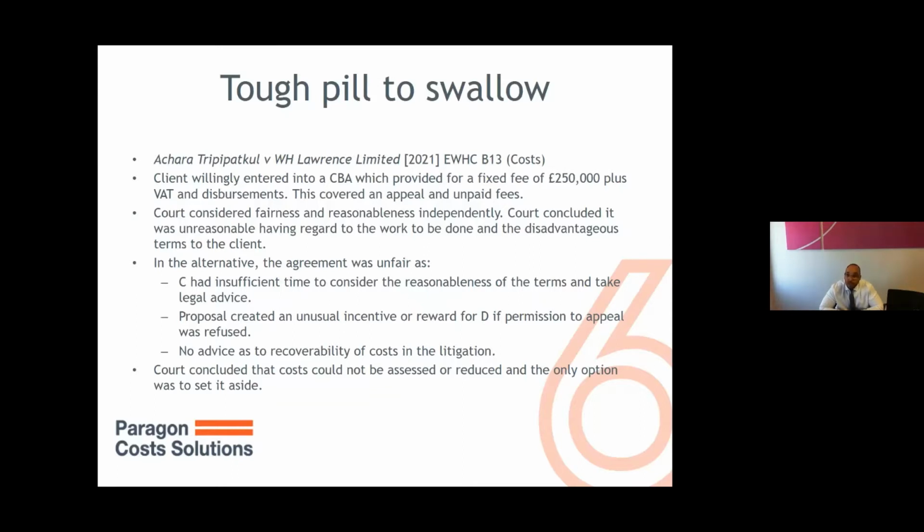The court said that the fixed fee proposal created an unusual incentive or reward if permission to appeal was refused, because the solicitor would still get the full £250,000 if it all ended in permission to appeal, as they would if it went all the way to an appeal. So they were incentivized to lose, if you like. And there was no advice as to the recoverability of costs in litigation. And this is the informed consent argument that's happening in the background. Was the client told, I'm going to be charging you a fixed fee of £250,000, but in fact, my time on the clock may only be £20,000, and that may be the most you will recover from the other side? They weren't, and the court said that was part of the unfairness in the agreement.